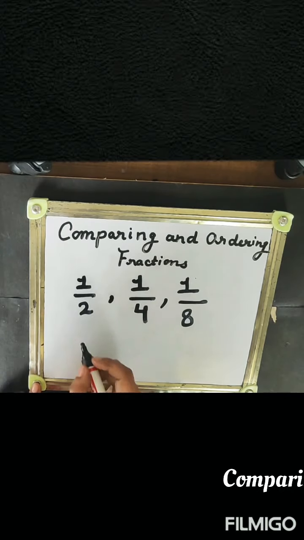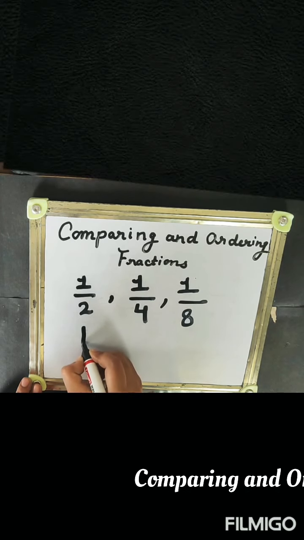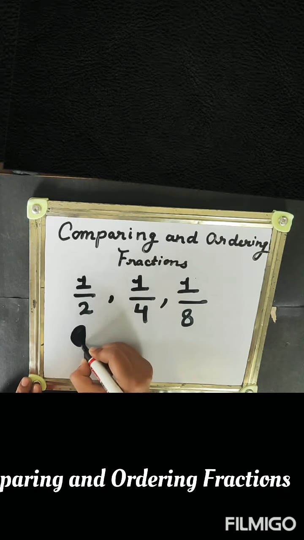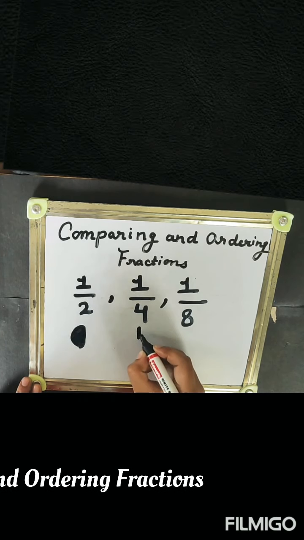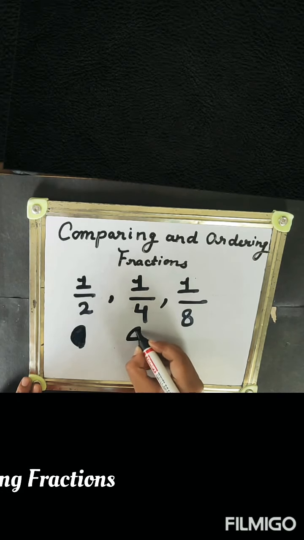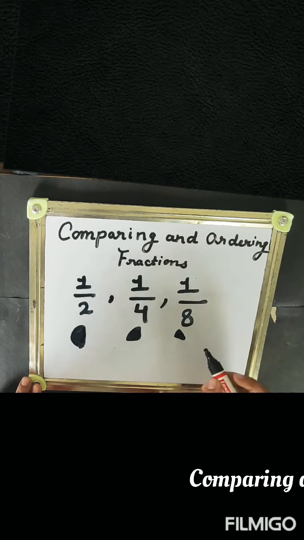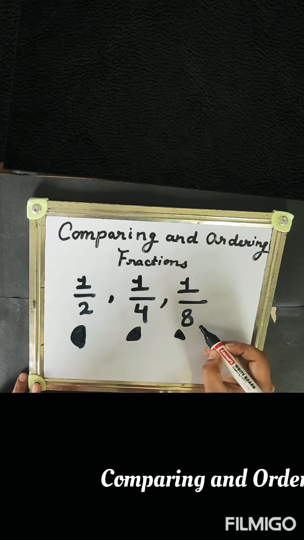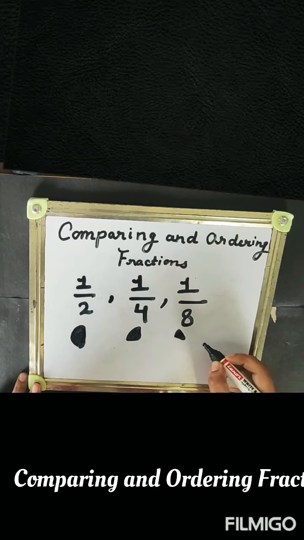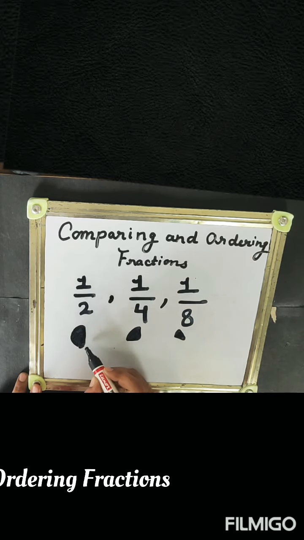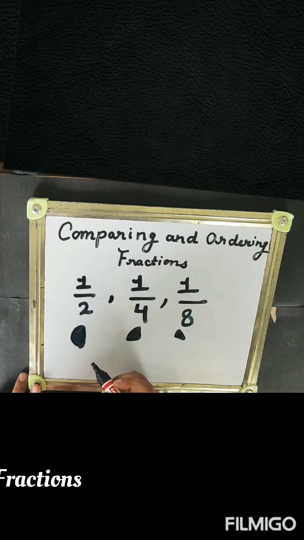So students, in 1 by 2 part, we were getting this much amount of pizza. And in 1 by 4, we were getting this much amount. And in 1 by 8, we were getting this much. Means you can see when the denominator is more, we are getting the smaller part of pizza. When the denominator is less, we are getting more part of pizza. So in this way we will be comparing the fractions.